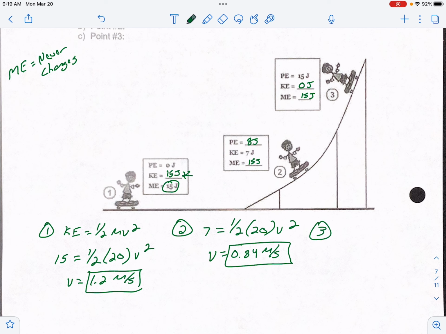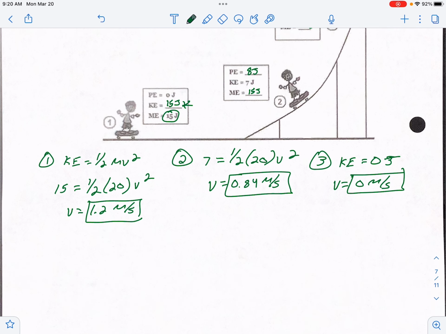So at point 3, if you notice, my kinetic energy equals 0. Well, if I have 0 kinetic energy, that means I have 0 movement. So that means my velocity is 0 meters per second. Again, I can't stress this enough: height increases your potential energy. If velocity is going up, that means kinetic energy is going up. But mechanical energy is always the same.